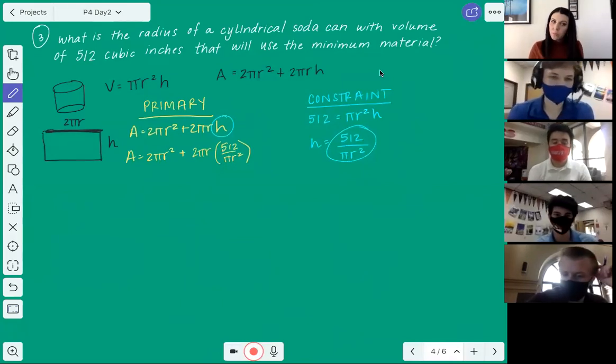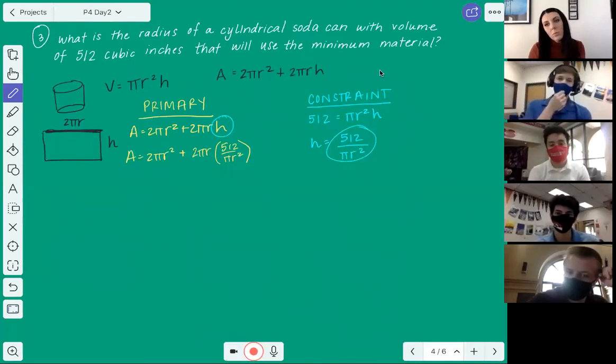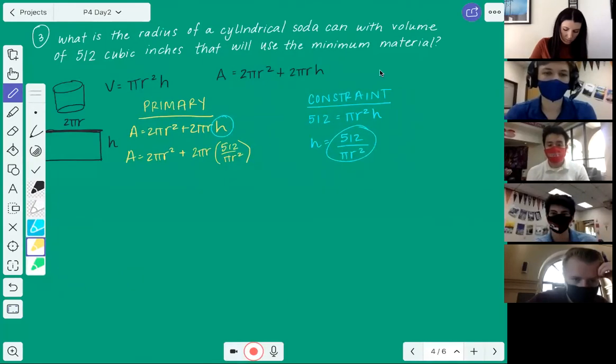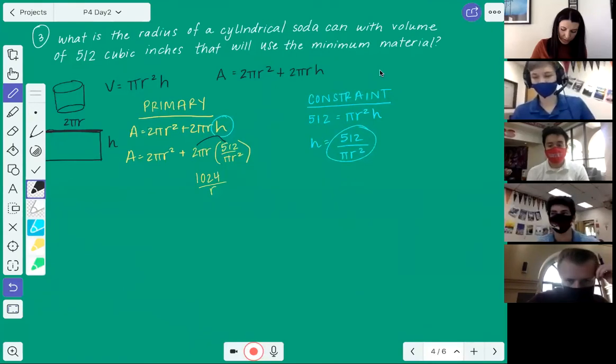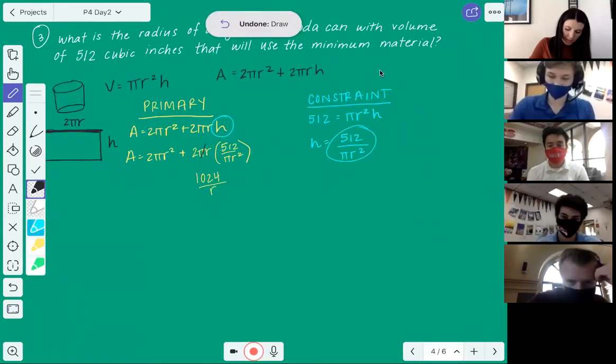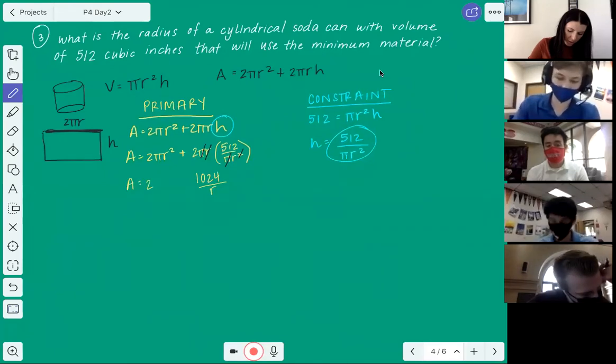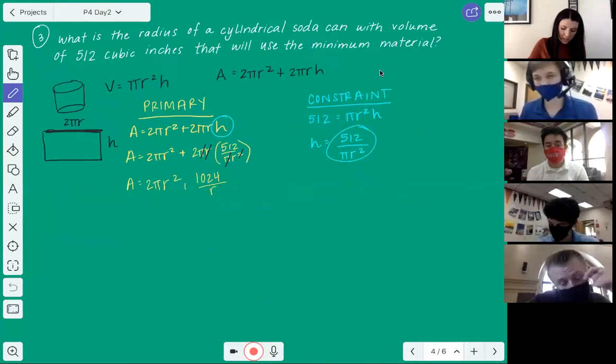What can you do with this? You could multiply it out. What do you mean? So you could have 2 over, or I think it would be 1024 over r. Okay, so what you're saying is that we had this 2 times this 512, and that gives us 1024. The pi's cancel out, and then one of these r's cancels out, so you're still left with 1 r in your denominator. And then we get area is equal to 2 pi r squared plus 1024 over r.